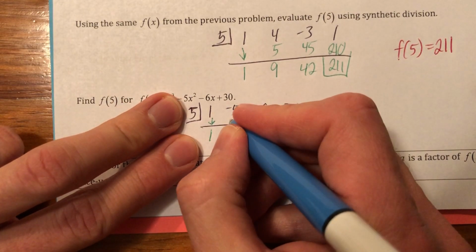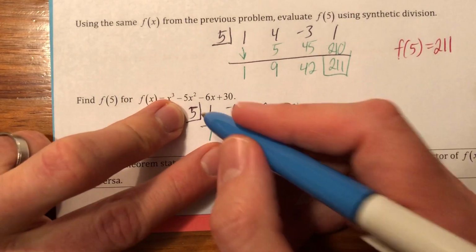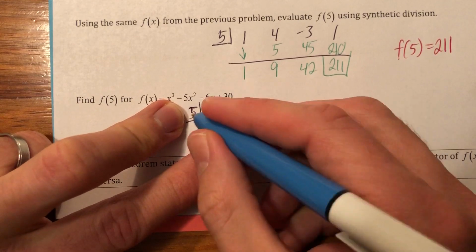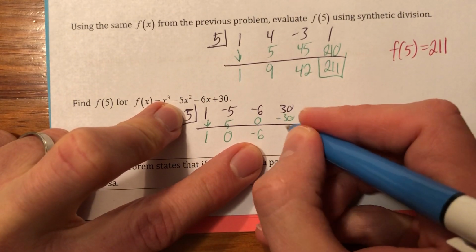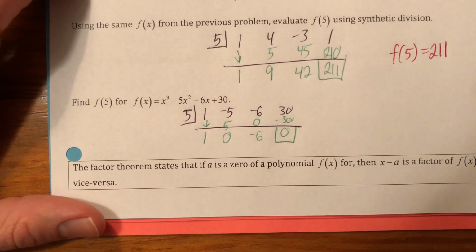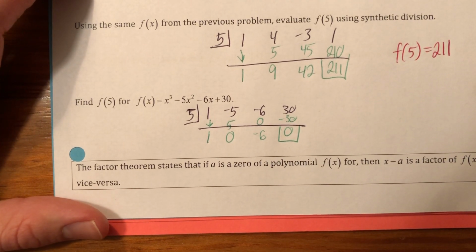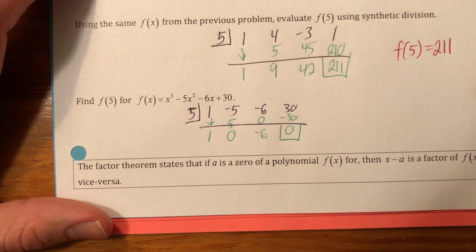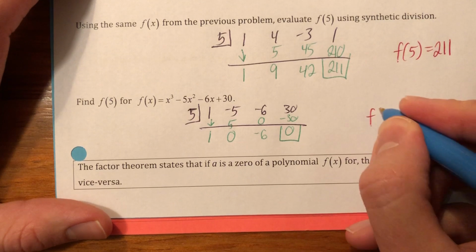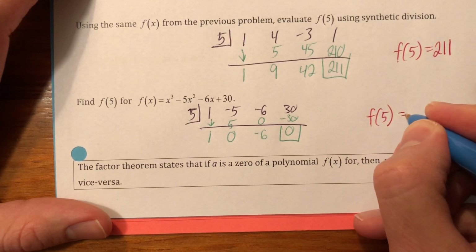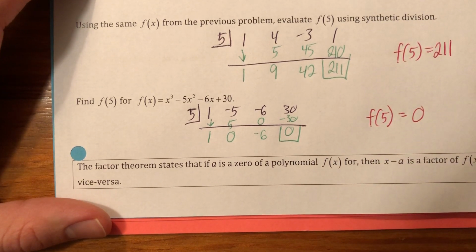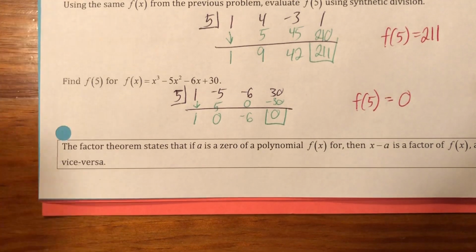5 times 1, 0. Okay, lucky yes. 5 times 0, 0. Negative 6. 5 times negative 6, negative 30, 0. Okay, cool. All right, I'm about to show you something really cool on a graph. It's going to knock your socks off. F of 5 equals 0. I wonder what that means.